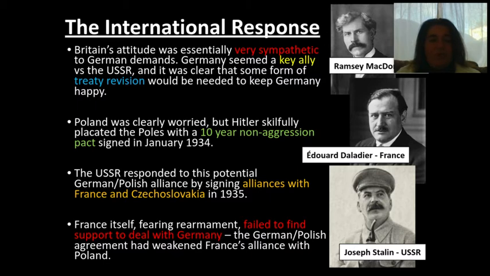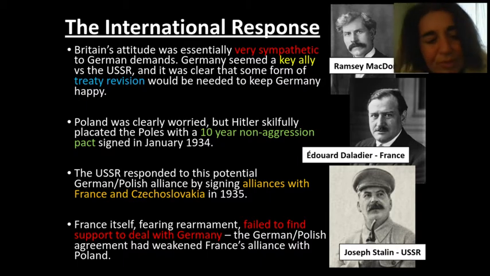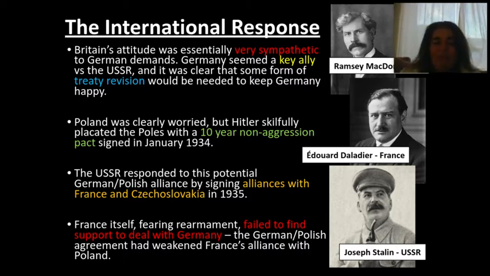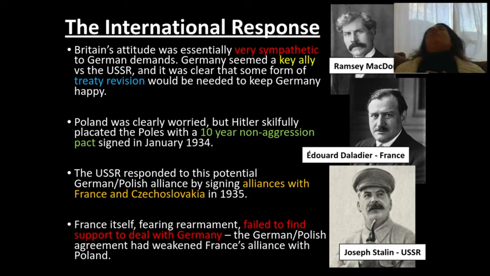The Soviet Union responded to this potential German-Polish alliance by signing alliances with France and Czechoslovakia in 35. And France itself, fearing rearmament, failed to find support to deal with Germany. The German-Polish agreement had weakened France's alliance with Poland itself. So it's like the old scenario, that you might remember from before the First World War, with lots of alliances.